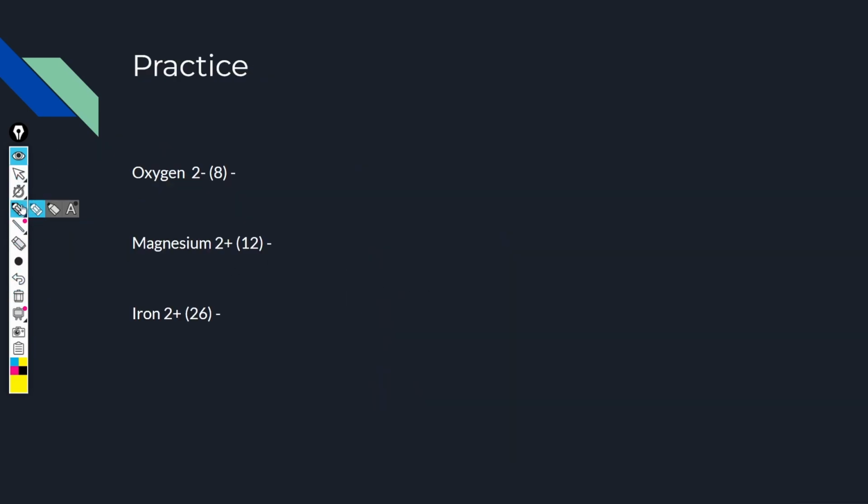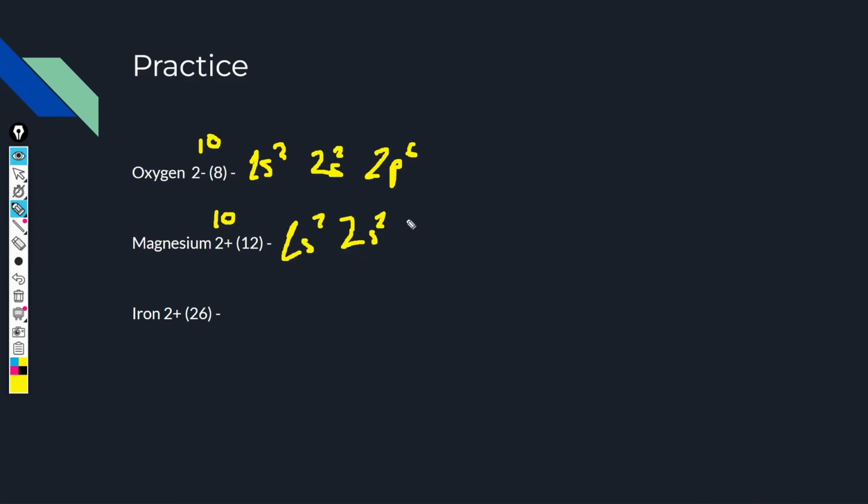Now, let us do some practice. Let us do practice of oxygen 2 minus. This means there's a total of 10 electrons. So we know it will be 1s2, 2s2, and then we have 6 electrons left, which fits perfectly to 2p6. So this is the electronic configuration. Now, let's look at magnesium. Again, it will be 10 electrons, so it will be the same as oxygen, 1s2, 2s2, and then 2p6.